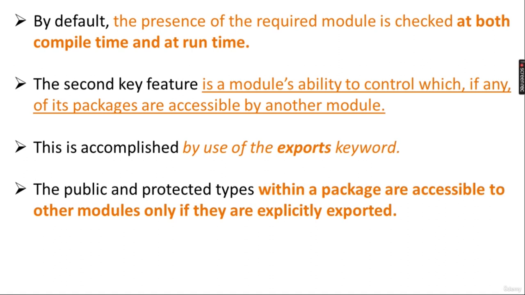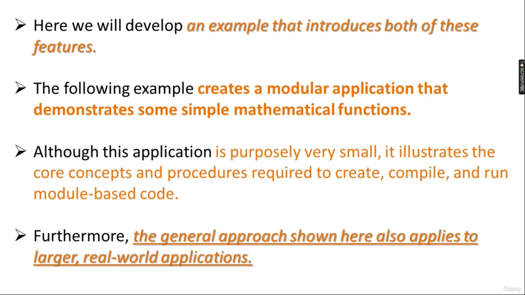The public and protected types within a package are accessible to other modules only if they are explicitly exported. Public and protected types within a package, private not allowed. So only two access modifiers are valid in this case: one is public, second is protected. These types within a package are accessible to another module only if they are explicitly exported. Only if you explicitly write a particular line saying that you are exporting this particular thing will it be accessible to the outside module. Here we will develop an example that introduces both of these features.